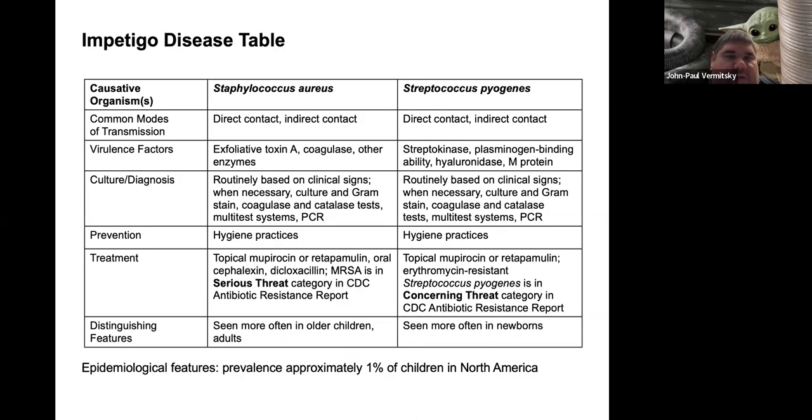Okay, so looking at impetigo again, it can be caused by Staph aureus or Strep pyogenes. And here you can see the mode of transmission. Prevention for both of these is good hygiene practices. And you can see the treatment mechanisms as well.